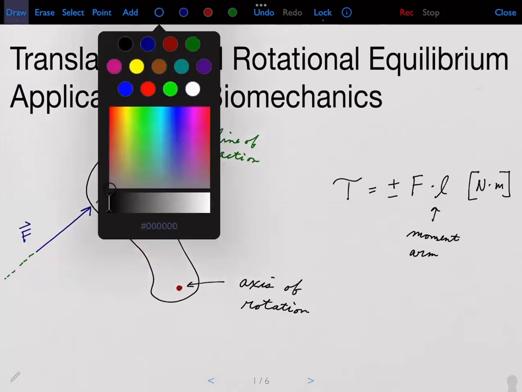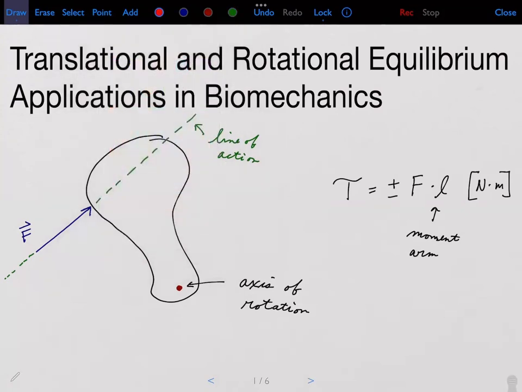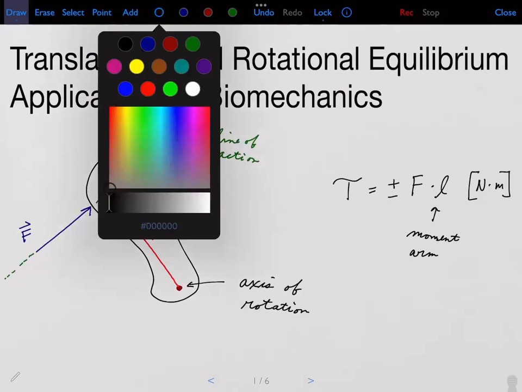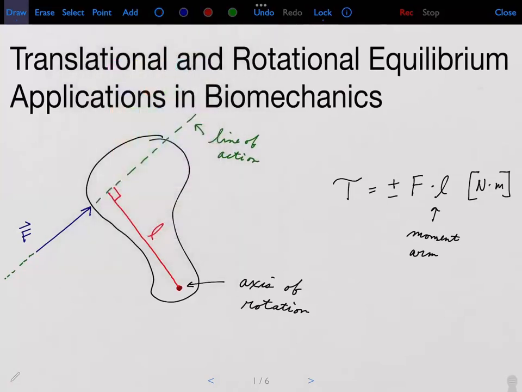So in this case, let me do a different color here. Let's say this is the line of action. So I'll try and draw this in here. So that's the moment arm, and it's perpendicular to the line of action of the force. So that's going to be my L. Okay, so in general, if I multiply the magnitude of F times that moment arm L, that's going to be the torque. Now, what about that sign, plus or minus?